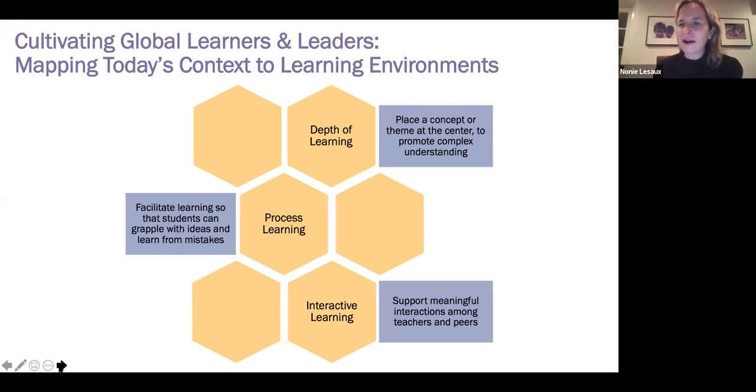And these environments are necessarily interactive, right? If we're going to drive up communicative competencies, literacy competencies, collaborative problem solving, communication skills with others, we are necessarily interacting, and the learning itself is interactive.